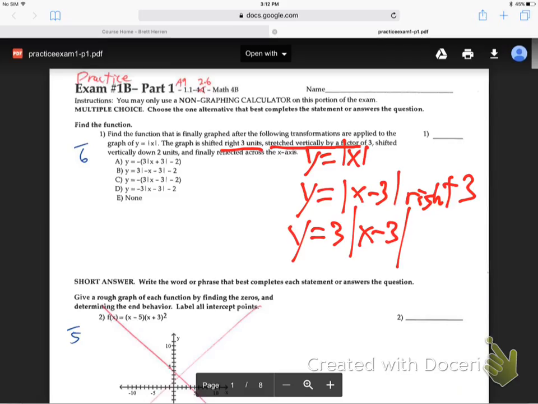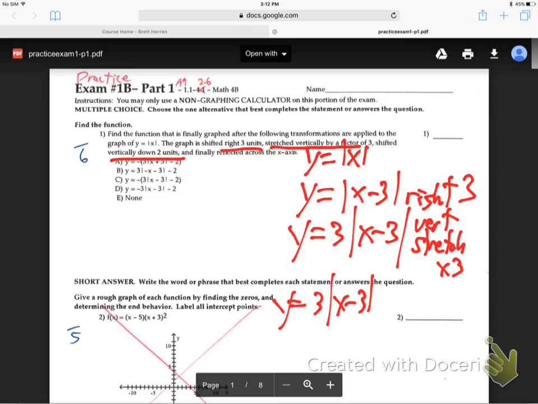And then next it says down 2. So now we're moving it. We're moving the whole graph. We're not stretching or compressing. We're just moving the whole graph down 2. So that was vertical. This last one, vertical stretch times 3. And now down 2. That would be minus 2 out here. Down 2. Again, that's a y thing, so it's outside the absolute values. And it's minus 2 because y is normal. Negative is down, positive is up.